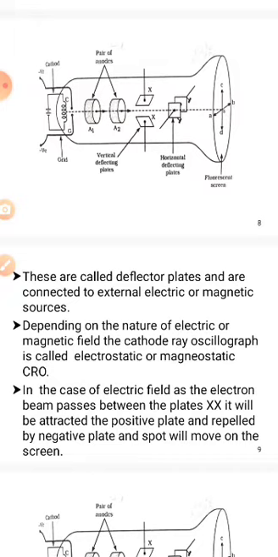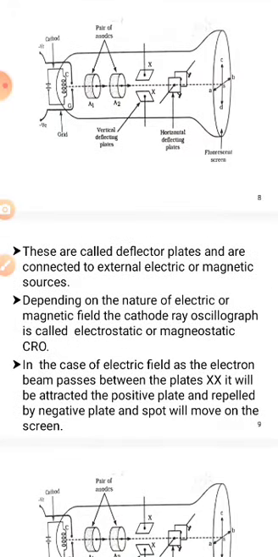That will depend on the nature of the electric or magnetic field. The cathode ray oscilloscope is called an electrostatic or magnetic CRO, depending on the nature of the electric or magnetic field of the cathode ray oscilloscope.